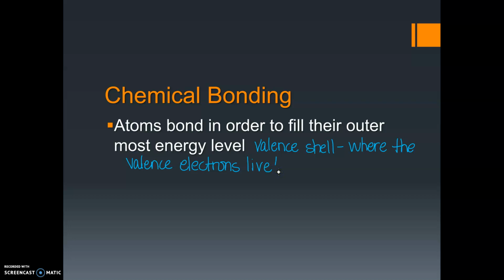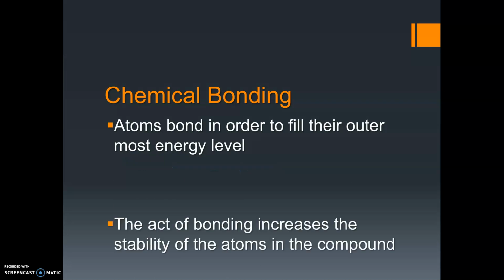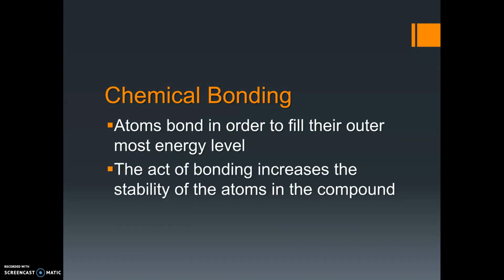Okay, so when we're looking at these valence electrons, remember we talked about the valence electrons are the ones that matter because they are the ones that are involved in bonding. And so anytime we're talking about bonds between two different atoms and then taking that further into chemical reactions, it's really the valence electrons that we're looking at every single time. So what's going on in this outermost energy level is really the most important activity that we look at in the atom. So as a result, the act of bonding increases the stability of the atoms in the compound.